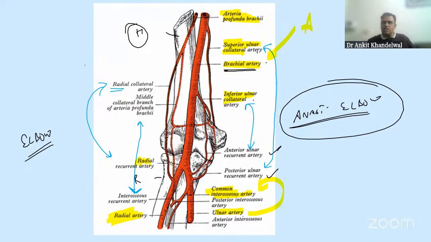Try to draw this image multiple times. Things will get clear. This is one of the most difficult questions that can come in your exams, and you have to simply draw this image. This is all about the anastomosis around the region of the elbow. Okay, let us move ahead.